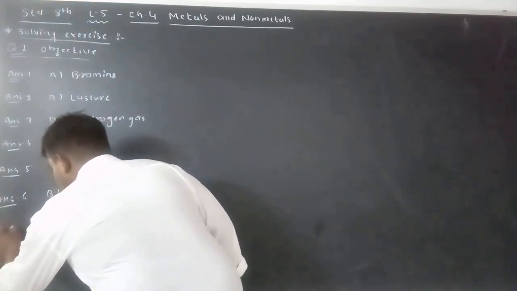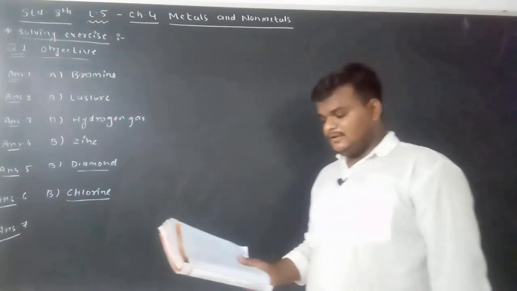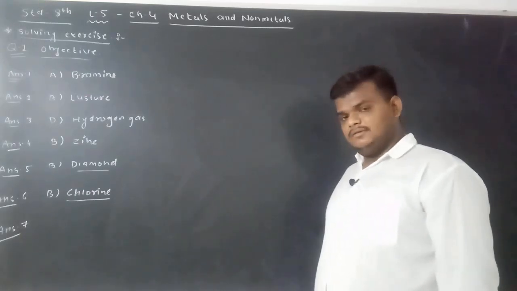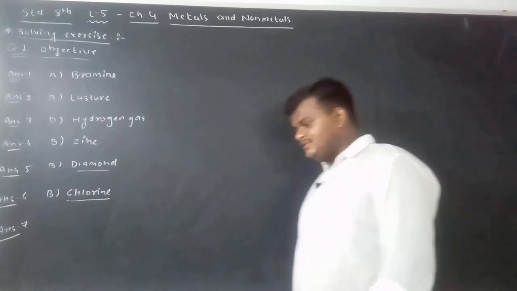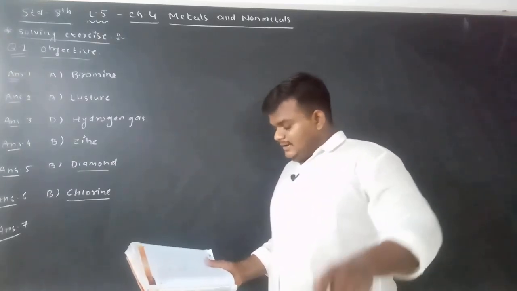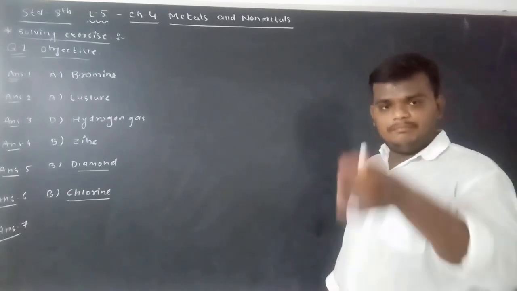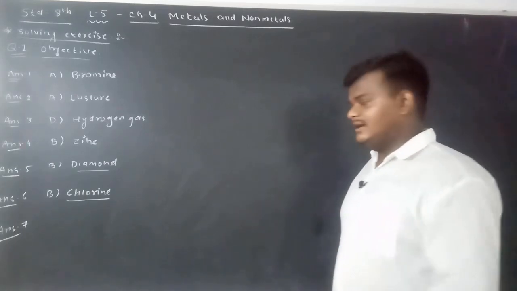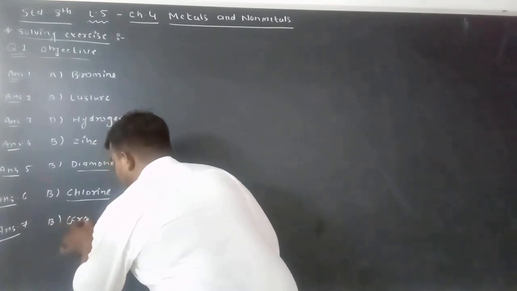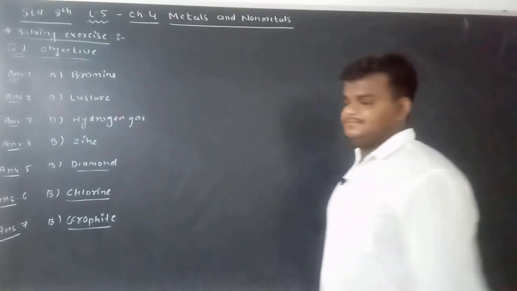Now what is question number 7? Let's look at what is given in question number 7. The non-metal used in making the leads of pencils. Which non-metal is used in making pencil leads? It is lead, graphite, phosphorus or silicon. So we know that leads of pencils contain graphite. So option B is right. It is graphite. Graphite is used to make the leads of pencils.